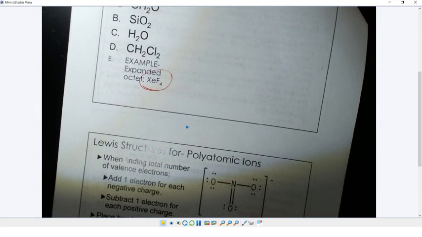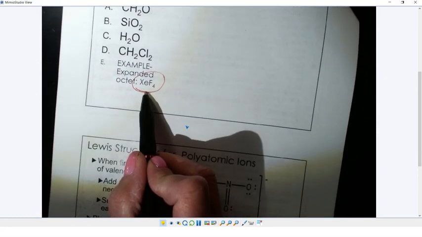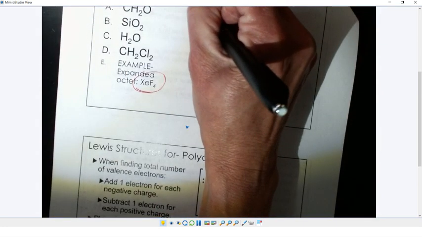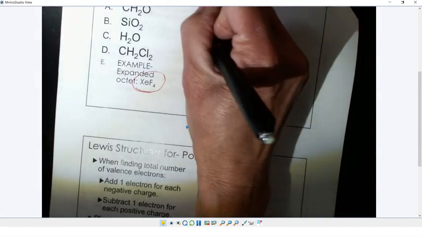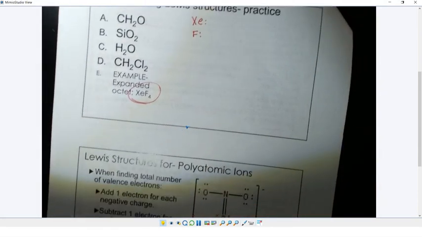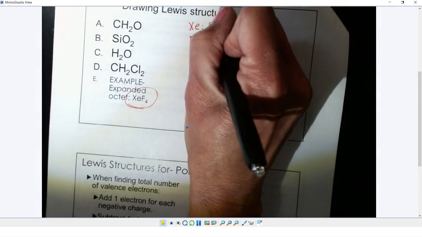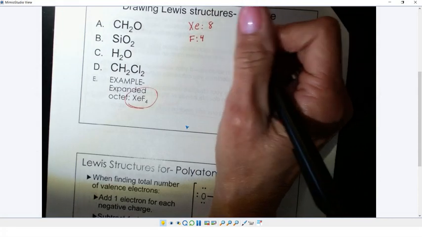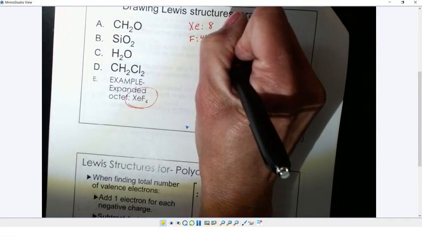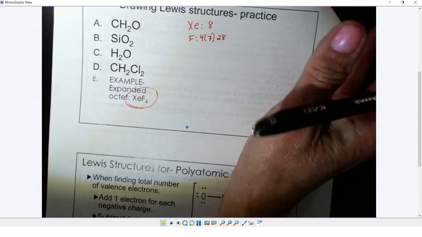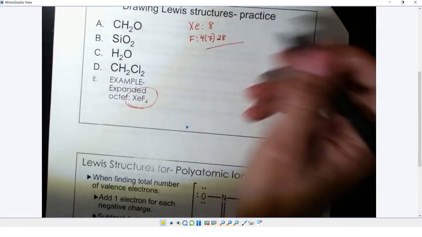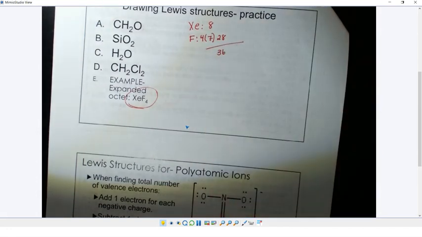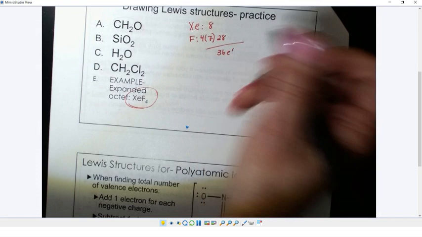xenon tetrafluoride. Let's do the Lewis structure for this guy. We just start out like we normally would. We're going to count up the number of valence electrons for each atom involved. Xenon has 8 valence electrons. We have 4 fluorine atoms, right? Each have 7 valence electrons to give me 28 electrons total. I'm going to add those up, and that gives me 36 if I'm correct, right? 36 electrons we have to account for.